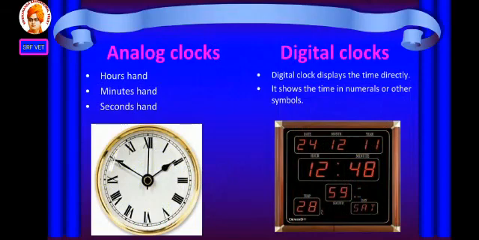The next, digital clocks. A digital clock displays the time directly. It shows the time in numerals or other symbols. It may have a 12 hour or 24 hour display. Recent clocks show date, day, month, year, temperature, etc. Digital clocks are often called electronic clocks.